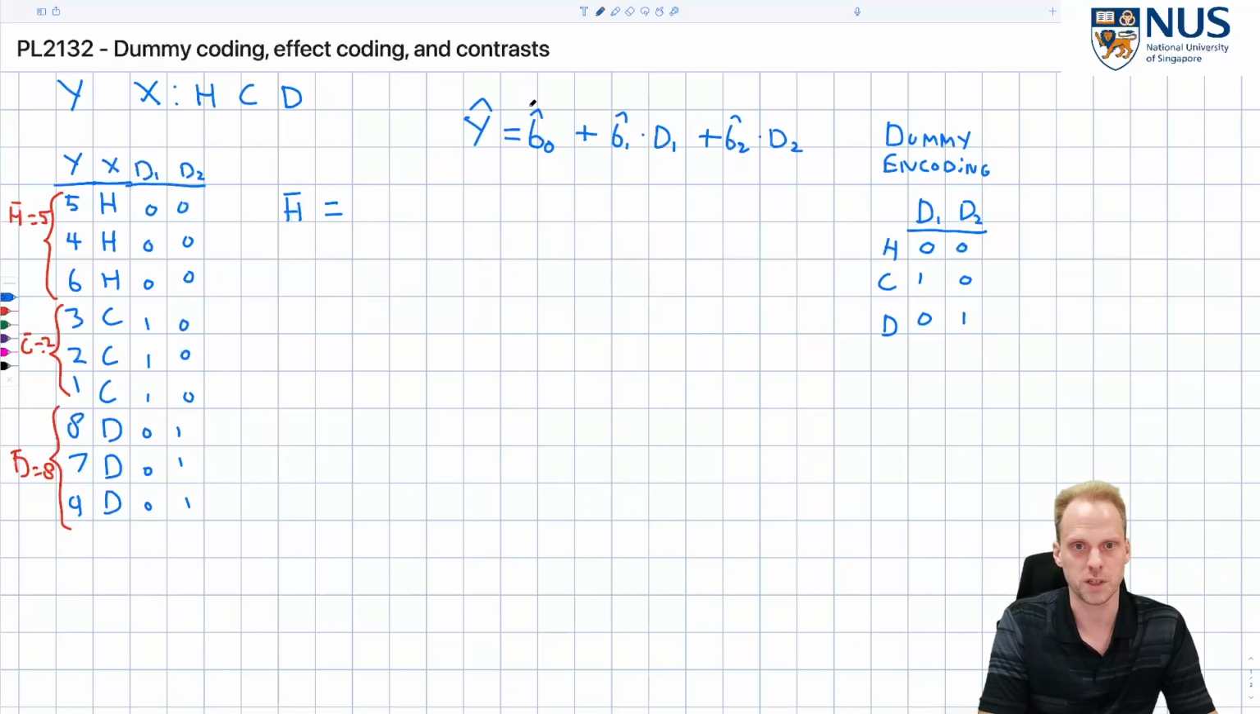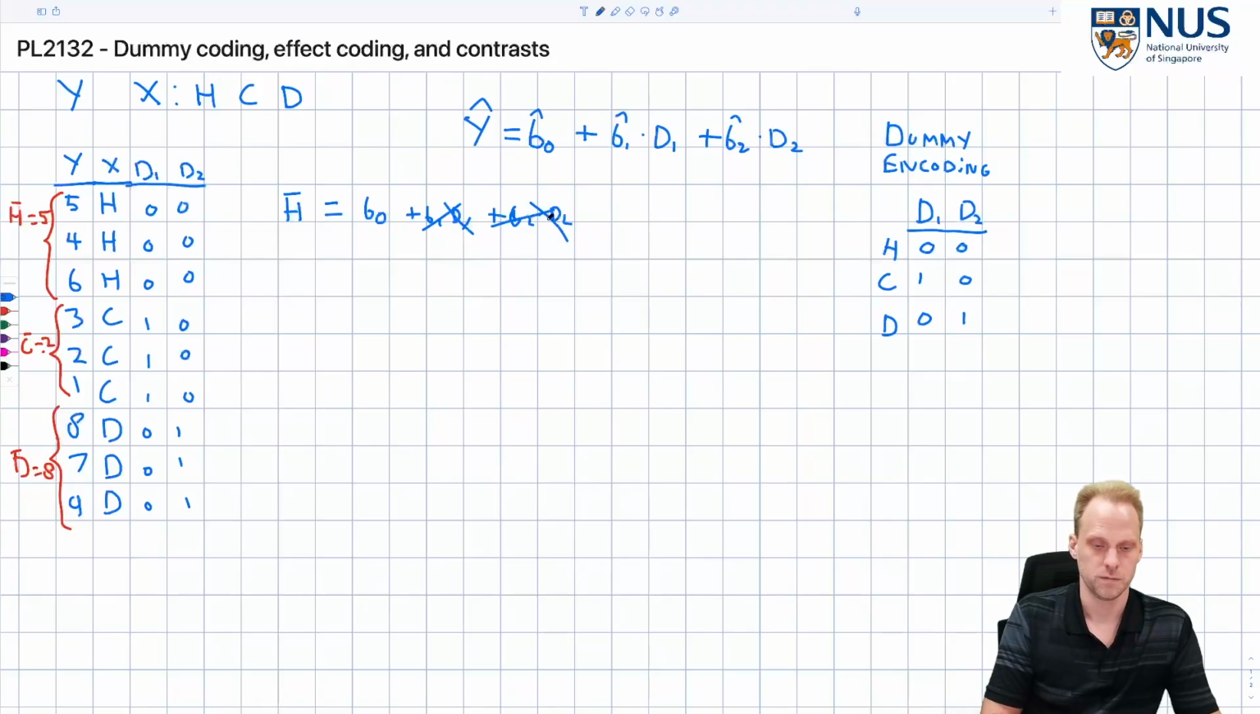and I'll just drop these little hats here to make the notation a bit more simple, B0 plus B1 times the first dummy variable, that's always 0, right? So that's nothing. So plus B1 times D1, but that's nothing, plus B2 times D2, but that's also always 0. So let's make it a bit nicer. We just remove that. It's just B0.